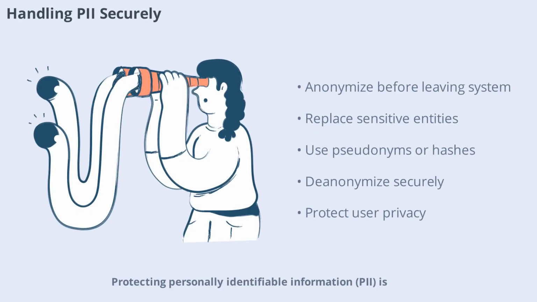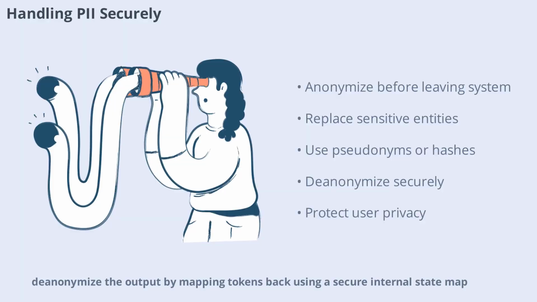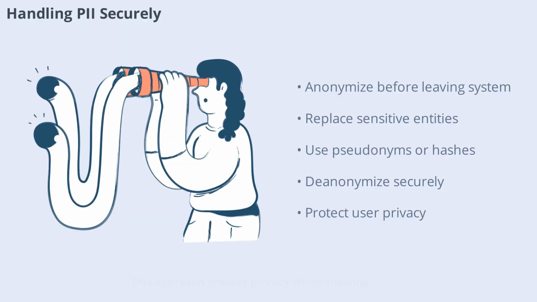Protecting personally identifiable information, PII, is a top priority in production LLM pipelines. Implement an anonymization pipeline such as Microsoft Presidio before any data leaves your system boundary. Replace sensitive entities like names or credit cards with pseudonyms or hashes. When the LLM returns a response, de-anonymize the output by mapping tokens back using a secure internal state map. This approach ensures privacy while allowing for accurate and safe data processing.